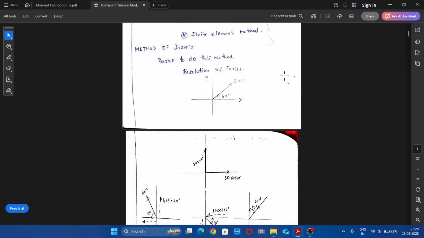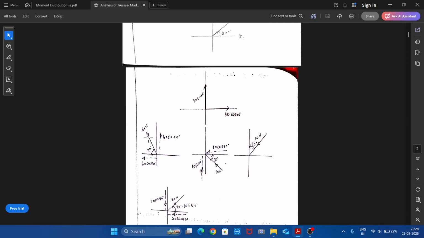Coming over to the next example, here we have an inclined force of 60 Newton acting at an angle of 40 degrees. We want the horizontal component as well as the vertical component. If I resolve it horizontally, it is 60 cos 40. This is very clear because with respect to horizontal it is always cos theta, and with respect to vertical it will be sin theta. Therefore, the horizontal component will be 60 cos 40 and the vertical component will be 60 sin 40, because we already have the angle with respect to the horizontal axis.